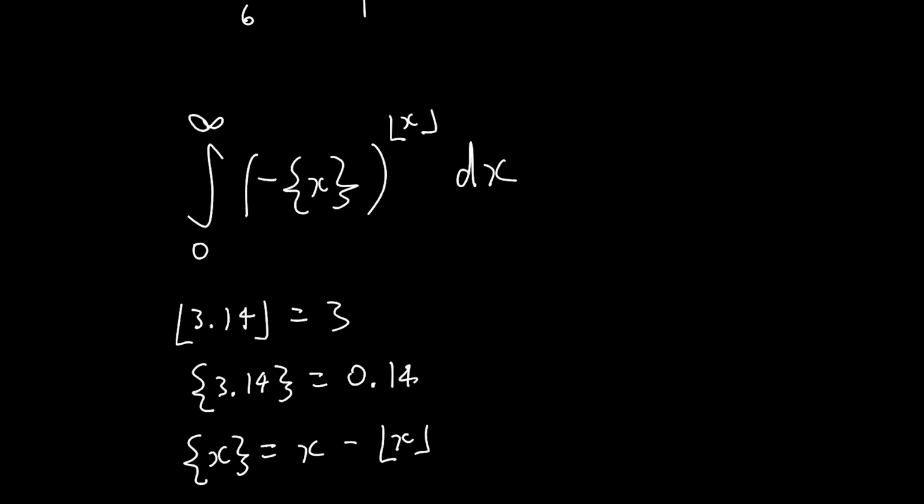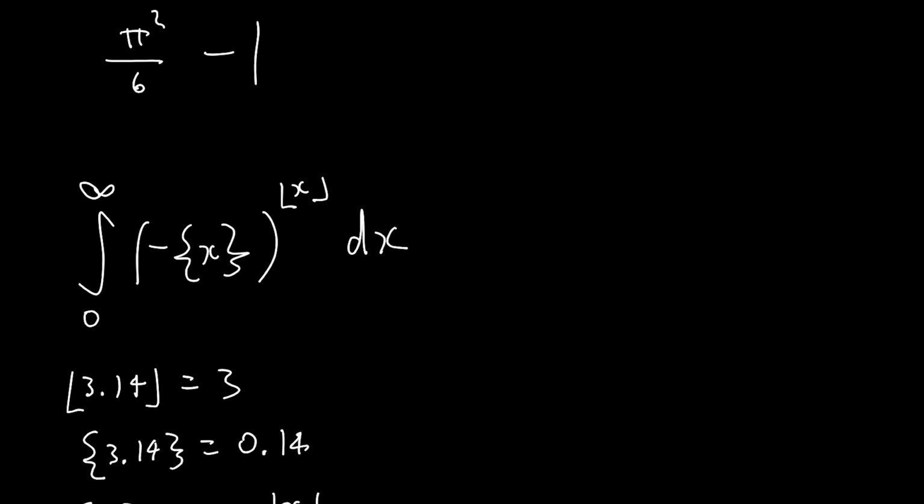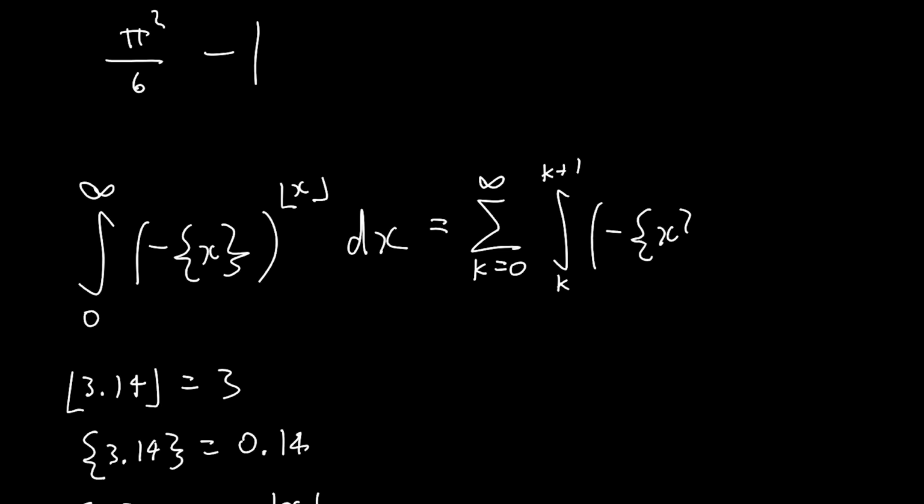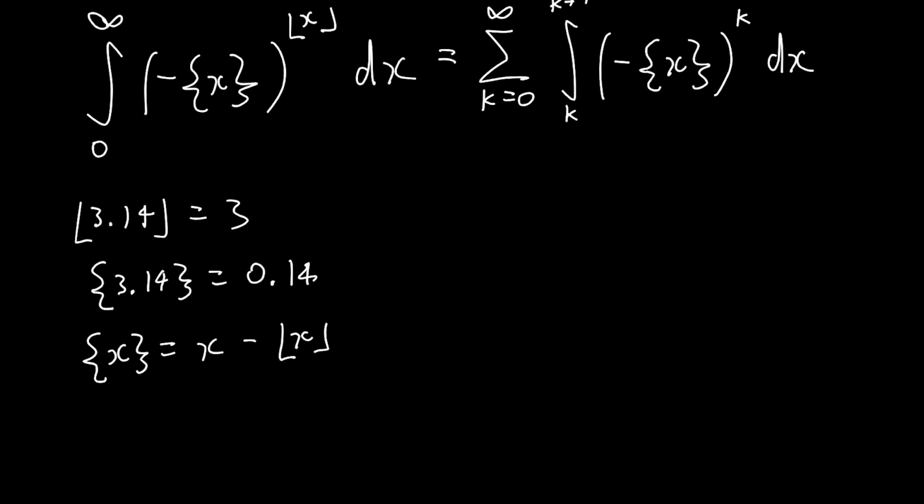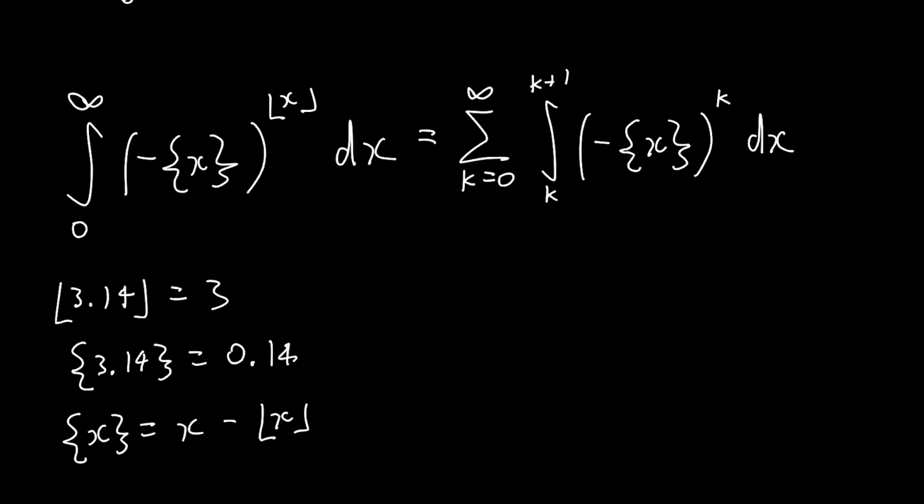So if we were to once again break this down into an infinite series of integer-wide integrals, so you have the series from k equals 0 to infinity, and then our integral between k and k plus 1, we're going to have minus the fractional part of x, and the floor of x is just going to be k dx. Now, as I was saying earlier, in this bottom line here, the fractional part of x is just x minus the floor of x, and here the floor of x is just k.